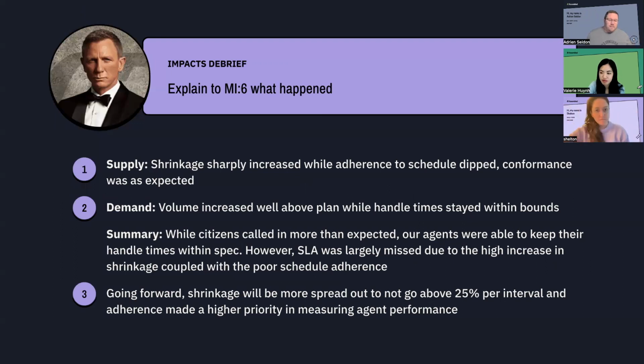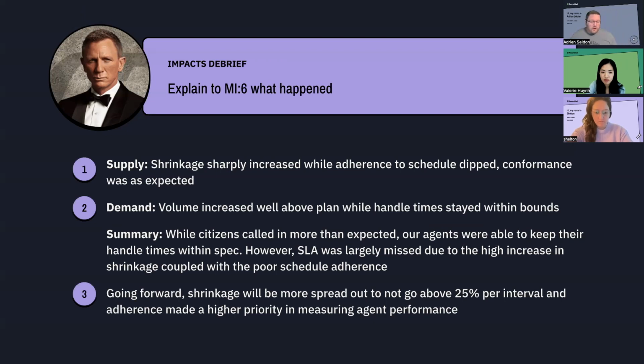Actually, I might even change that to say the agents really did help by bringing it under what we expected by the end of it. So, summary here: while citizens called in more than expected, our agents were able to keep their handle times within spec. However, SLA was largely missed due to the high increase in shrinkage, coupled with poor schedule adherence. I think we should have had a note on here as well about the volumes. It was just missed on the note.